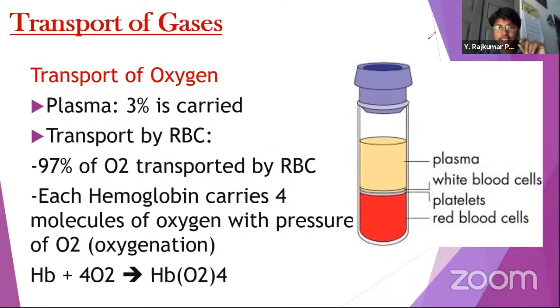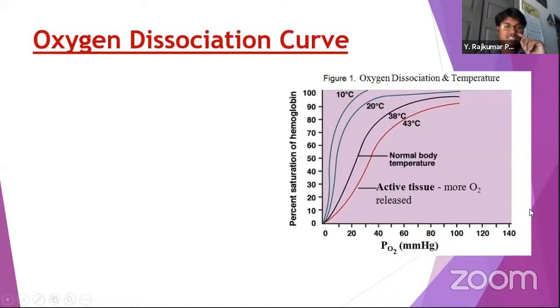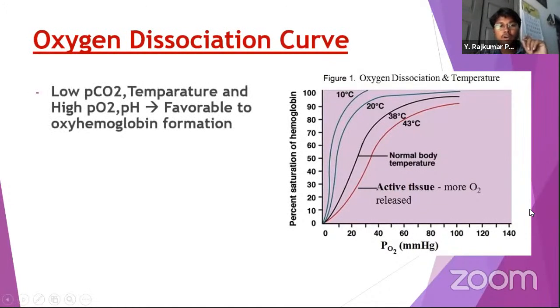Let's learn further. This is the transport of oxygen that we discussed. Let's see the oxygen dissociation curve. Before learning about this oxygen dissociation curve, we must understand the word affinity, and association and dissociation. Here, oxygen association means the mixing of oxygen with the hemoglobin.